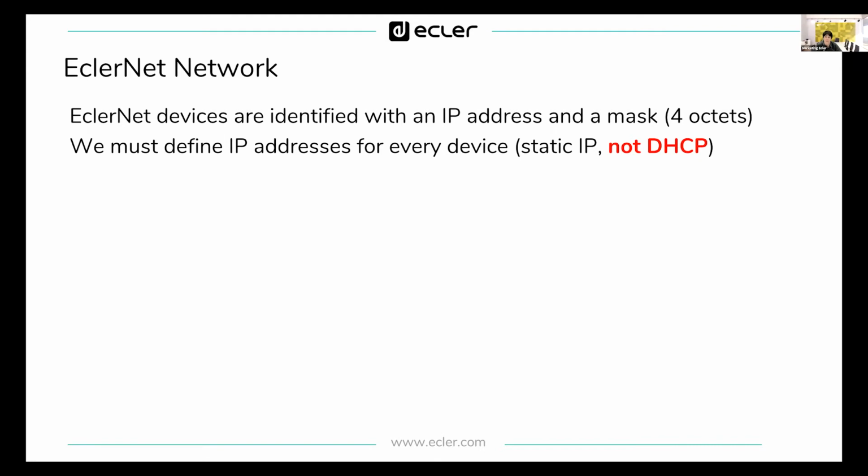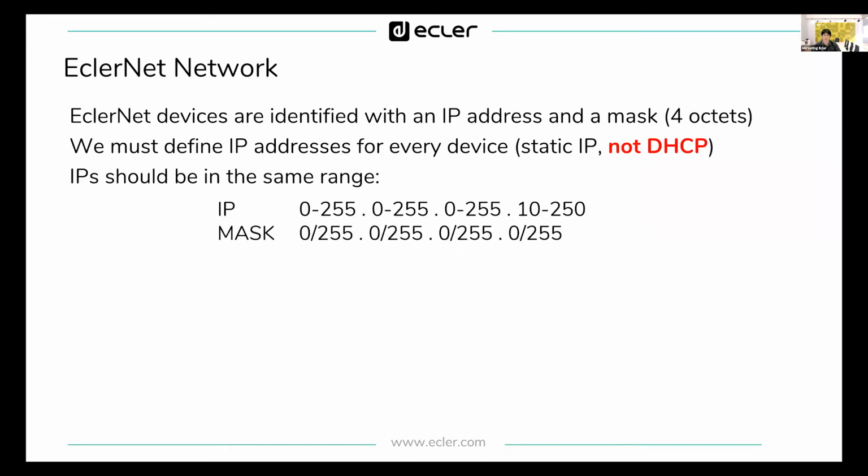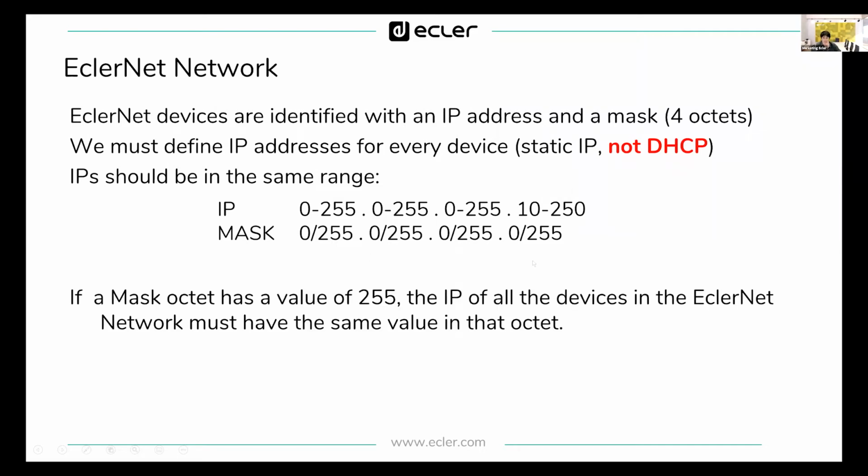Okay, the EclerNet platform works with static IPs, which means they are manually defined, not DHCP, where usually a computer or whatever you connect to the network gets the IP from an IP server. We do not work like this. We work with static IPs, so you have to know which IPs you can assign to your devices. All the devices should be in the same IP range, okay? This means the 4 octets and the mask will have to be in the same range.